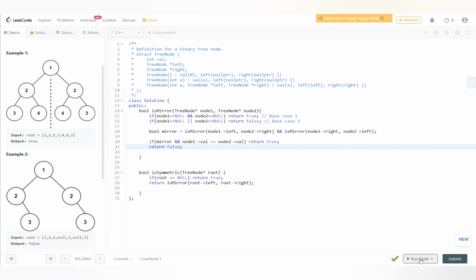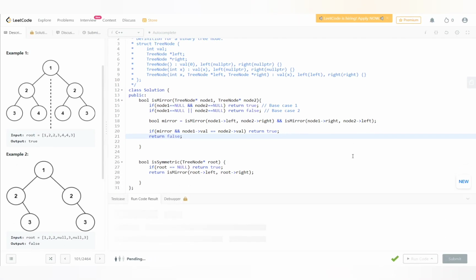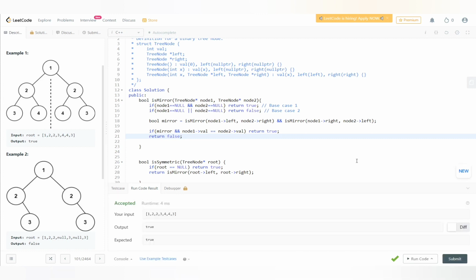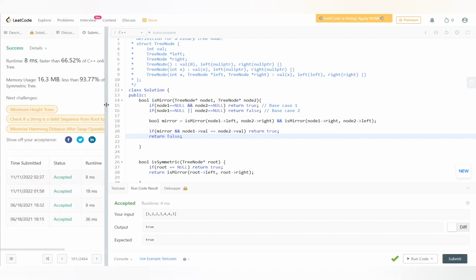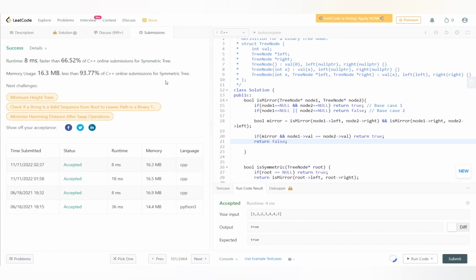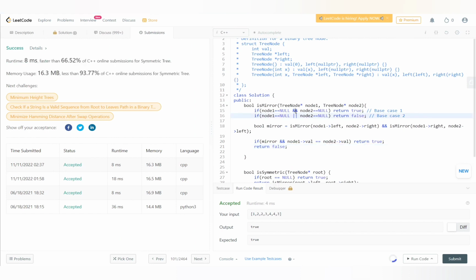So I hope you understand. I'll run the code and show you. See, it's giving the correct answer, and I'll submit it also. So it's giving the accepted answer.